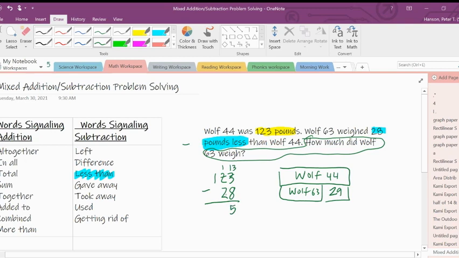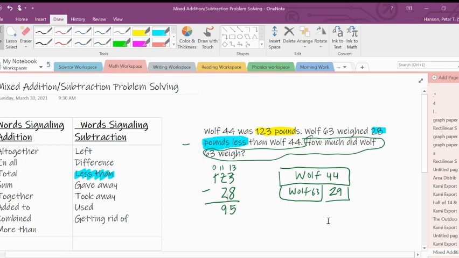Can't take 2 from 1. I cannot subtract up. Do not subtract up. Here I need to take away from or ungroup from my hundreds. So now I have 11 tens. So 11 minus 2 here equals 9. And I find that Wolf 63 is 95 pounds.